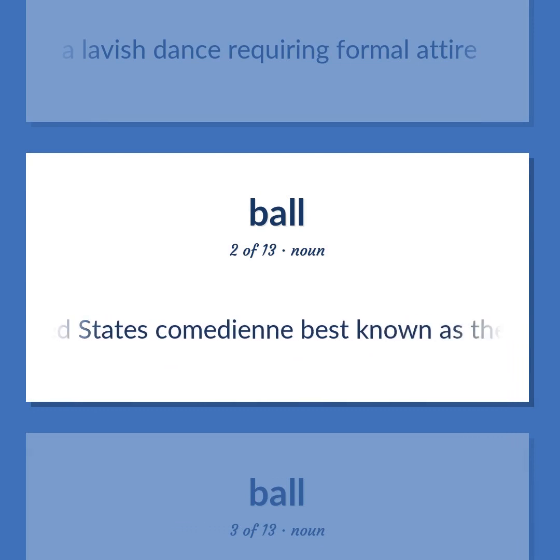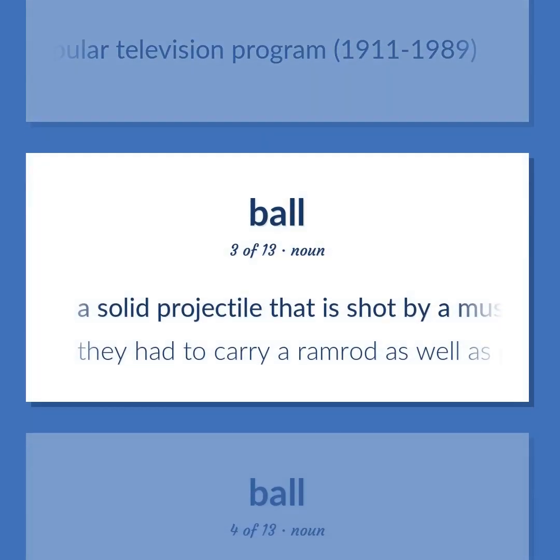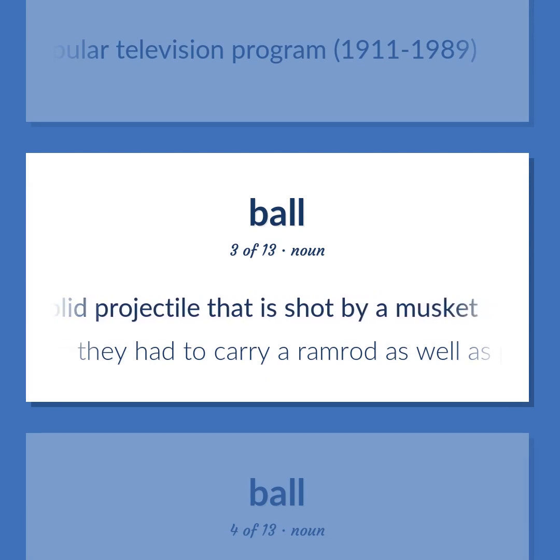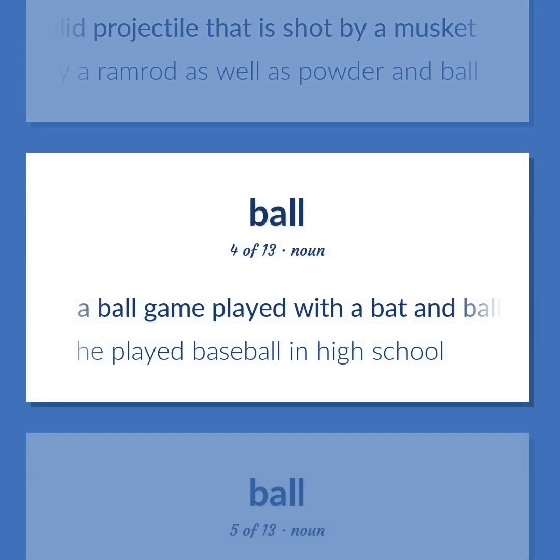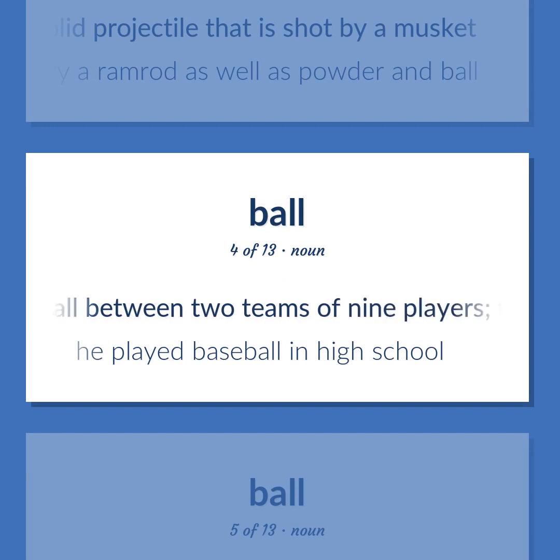United States comedian best known as the star of a popular television program, 1911 to 1989. A solid projectile that is shot by a musket. They had to carry a ramrod as well as powder and ball. A ball game played with a bat and ball between two teams of 9 players. Teams take turns at bat trying to score runs. He played baseball in high school.